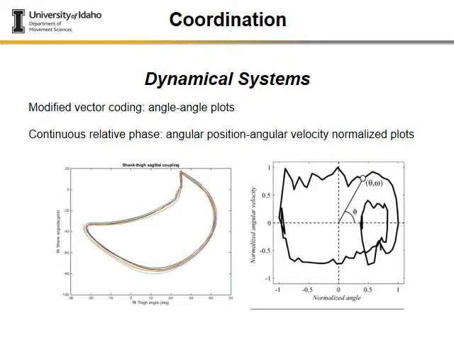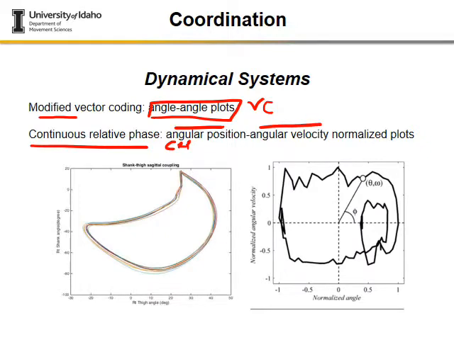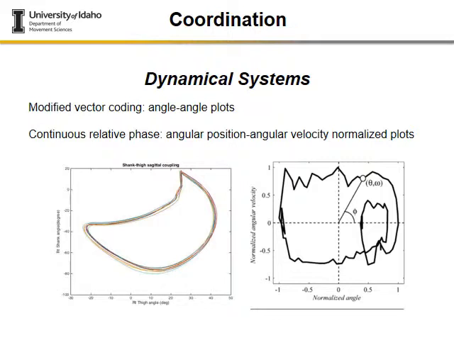It's an absolute angle versus a relative angle, which is a joint angle. But the two we're going to talk about are the modified vector coding, or VC, which looks at angle plots, so the angle of one effector or oscillator compared to the other one. And you also have CRP, continuous relative phase, which takes the angular position and the angular velocity normalized plots of the two independent effectors, calculates the phase angle from that, and then compares those to create the angle of identification. So here's your vector coding, here's your CRP.